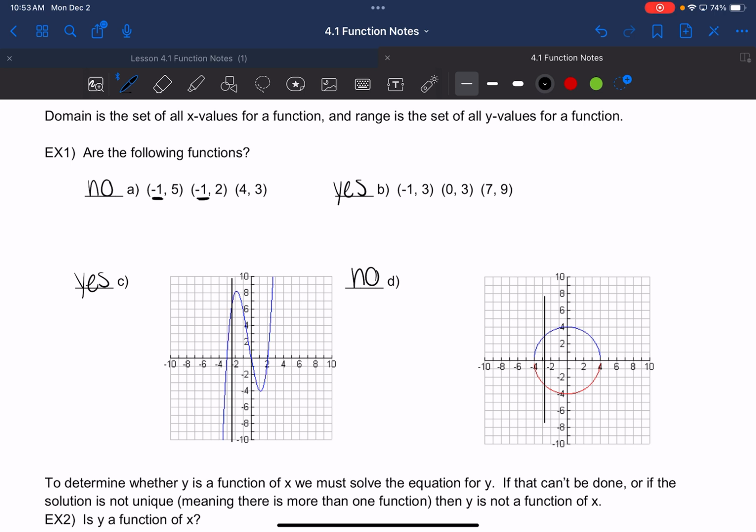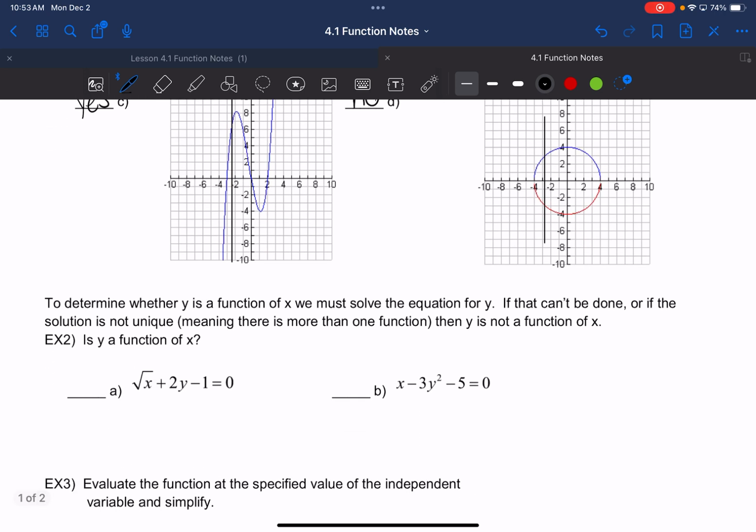The only other way they could ask it is maybe they give you an equation and they ask you to determine if it's a function. So you don't have a picture, you don't have coordinate points. But it says if they give you something like A and B here, to determine whether y is a function of x, all you need to do is solve the equation for y. So you're going to try and get y by itself. You want the equation to be y equals whatever all the other stuff is. Okay? And then it says in that process, you will find out if it's a function or not.